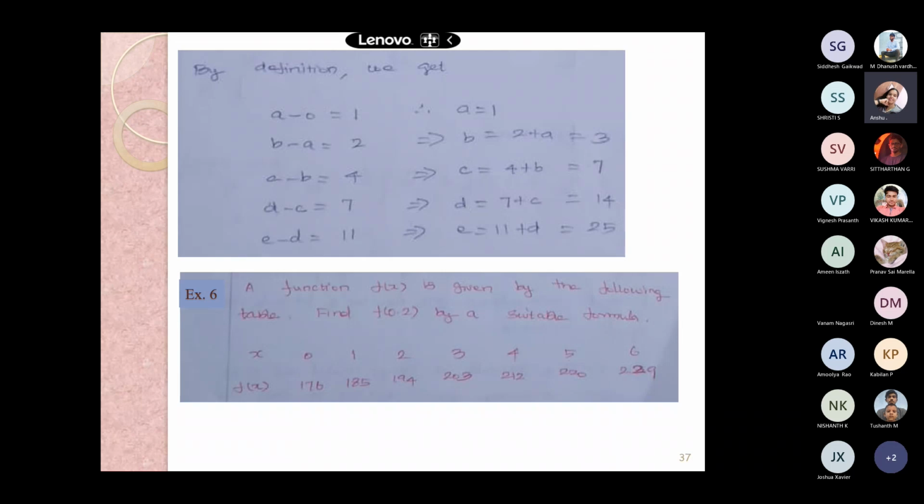Exercise 6 is not visible. Yes, sir, it's visible. Now check, Anshu, whether it is visible. Sir, I think I have some network issue, that's why I can't see. Siddharthan, for you it is visible? Yes, sir, it is visible.